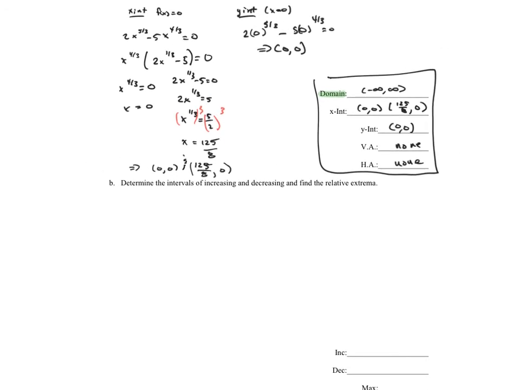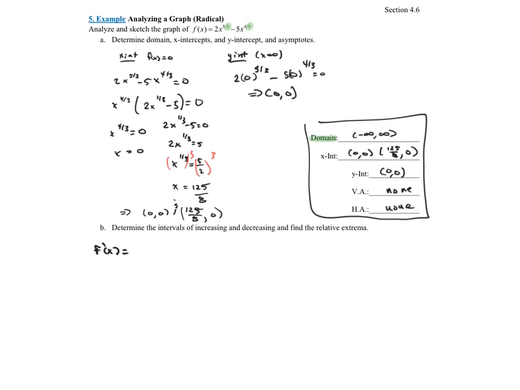Okay, so let's go ahead and look at this. When is this function increasing or decreasing? Well, we need to look at the derivative of this function. What was our original function? It was 2x to the 5/3. The derivative of 2x to the 5/3 would be 2 times 5/3, or 10/3, x to the 5/3 minus 1, which would be 2/3, minus 5 times the derivative of x to the 4/3, which would be 5 times 4/3, which is 20/3, x to the 4/3 minus 1, which would be 1/3.